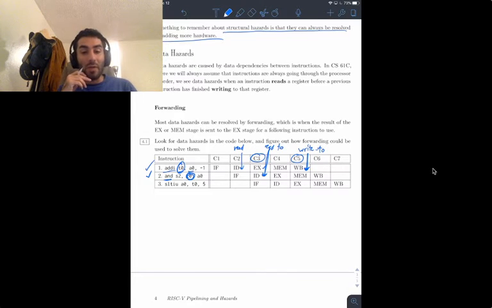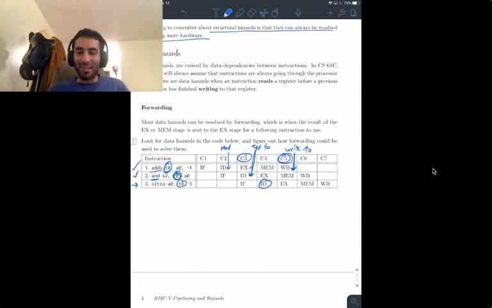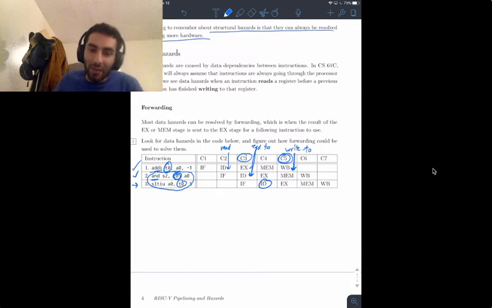So there's a couple ways of solving this problem. And just one more thing to mention, this also actually affects instruction 3 as well, because it also attempts to read T0. T0 isn't ready until cycle 5, but this guy attempts to read it in cycle 4. So it's actually affecting everything. In this case, given no solution, these guys would actually be executing the wrong thing, because they would be using an outdated value of T0.